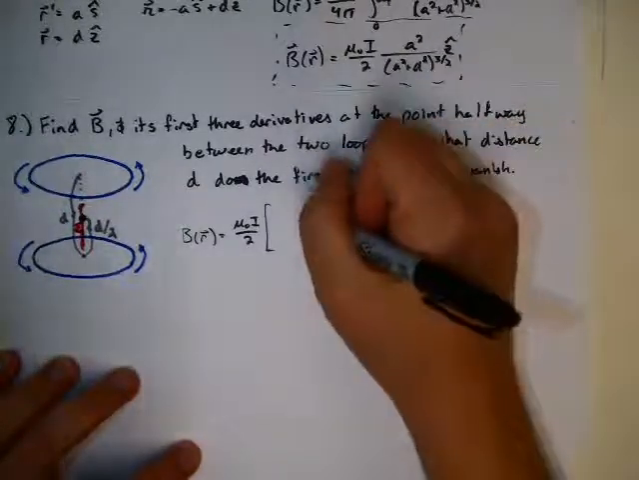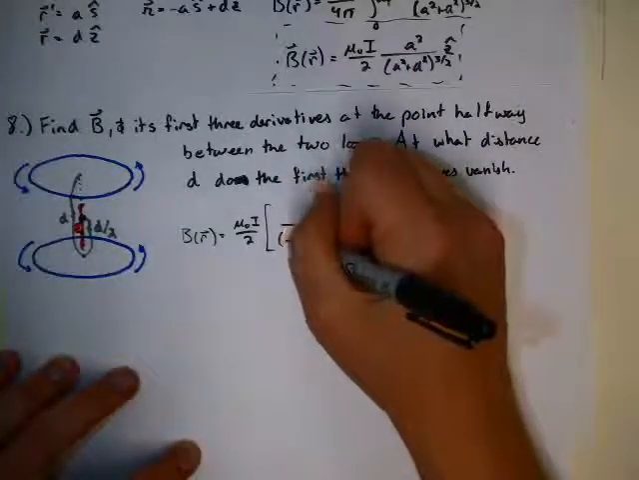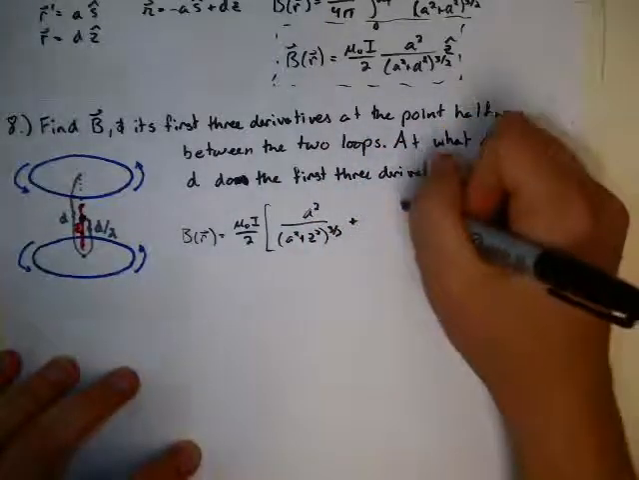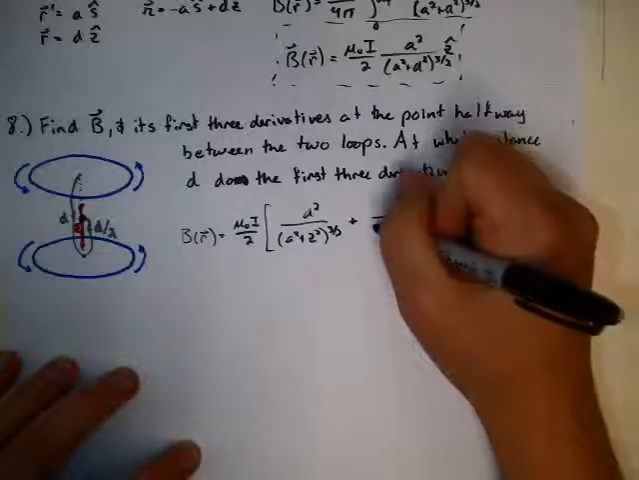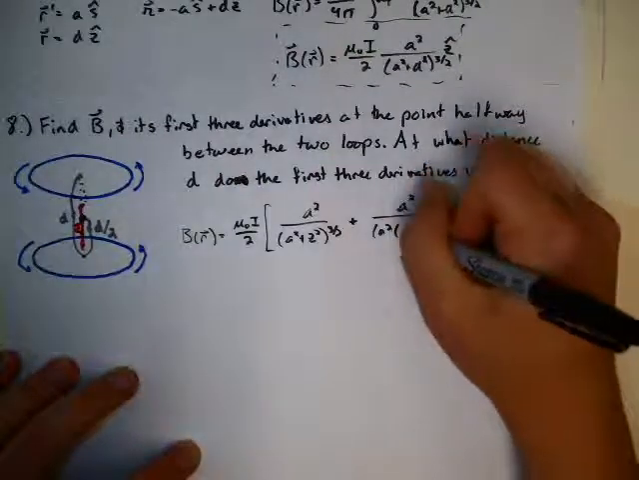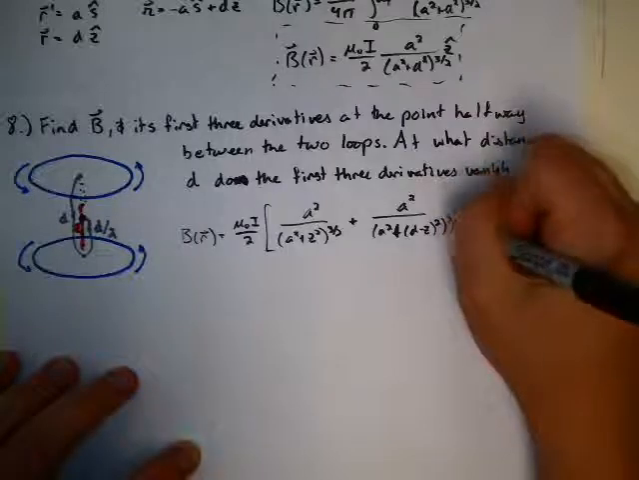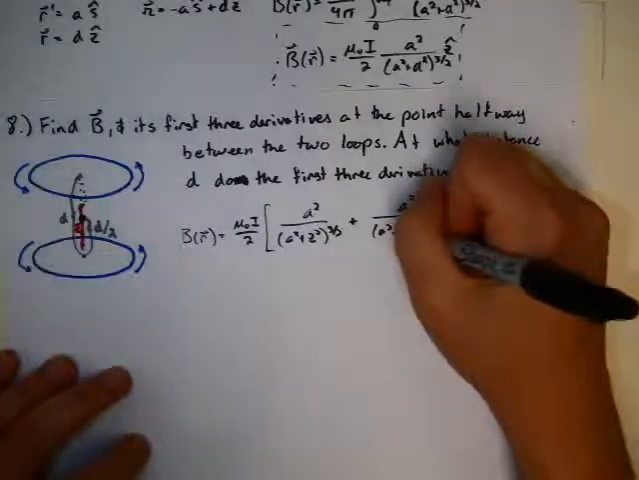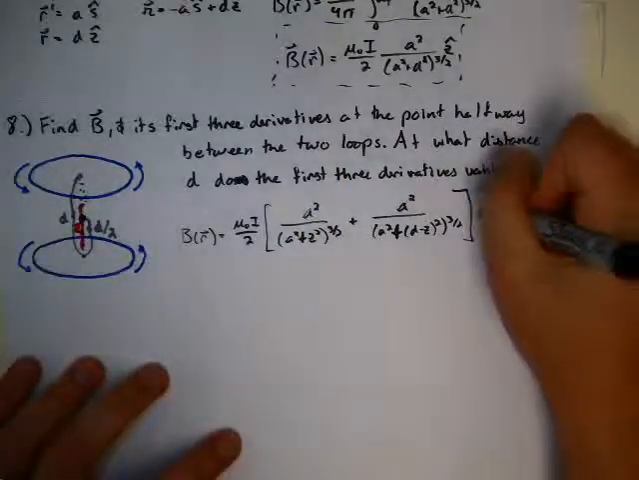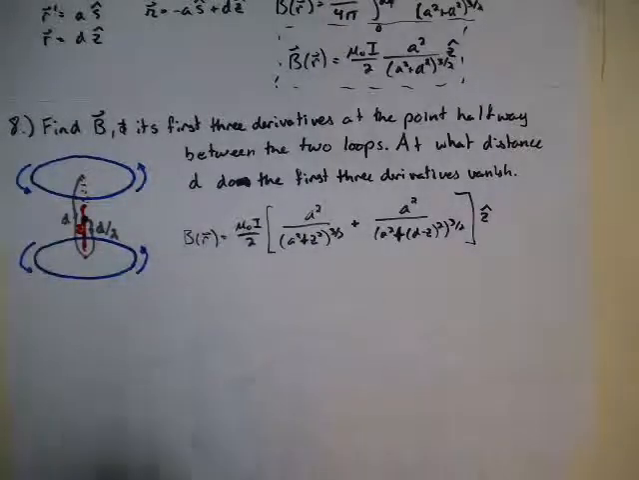So, back to the problem. This is a squared over the square root of a squared plus z squared to the 3/2 power plus, same thing, a squared, but now I need the distance from this loop. And the distance from this loop is plus d minus z quantity squared to the 3/2 power. Okay. So this is the general solution for the magnetic field z hat, for the magnetic field along the axis between these two loops.